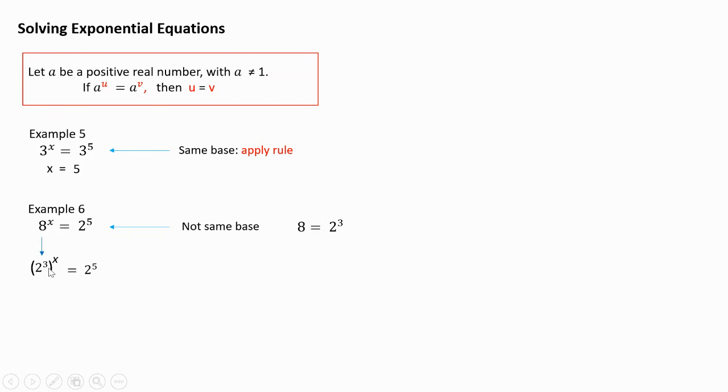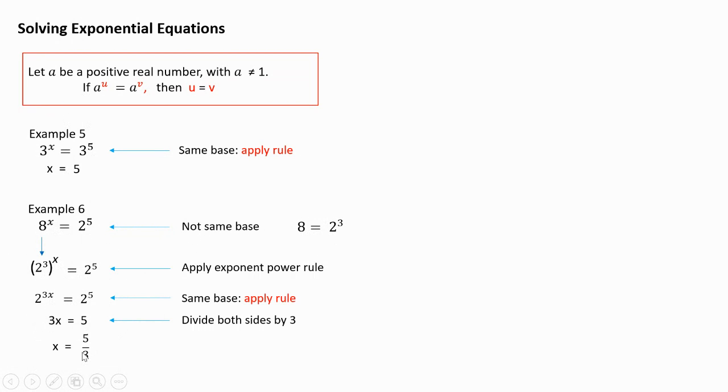Now we're going to apply the power rule. When you have an exponent raised to an exponent, we multiply the powers. So it's going to be 2 to the 3x equals 2 to the fifth power. Now we've got the same base, so we can apply the rule from above: when you have the same base, we let the exponents equal. So 3x equals 5. We divide both sides by 3, so x equals 5 over 3.